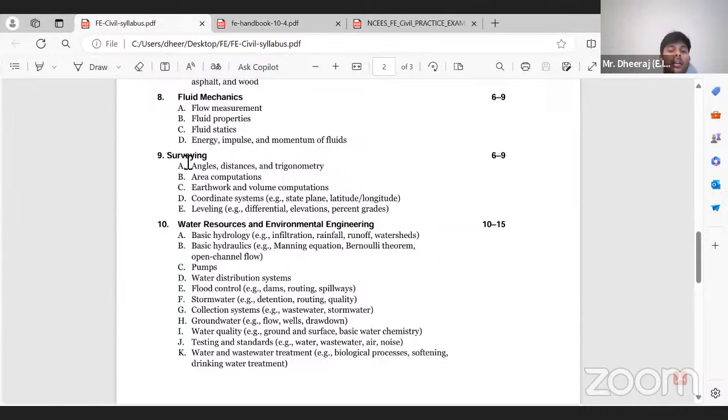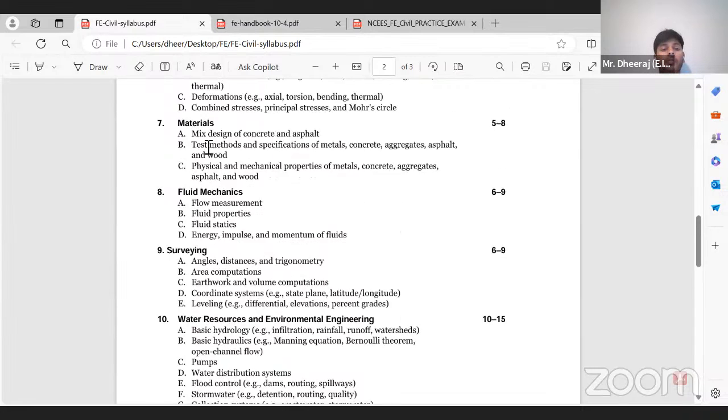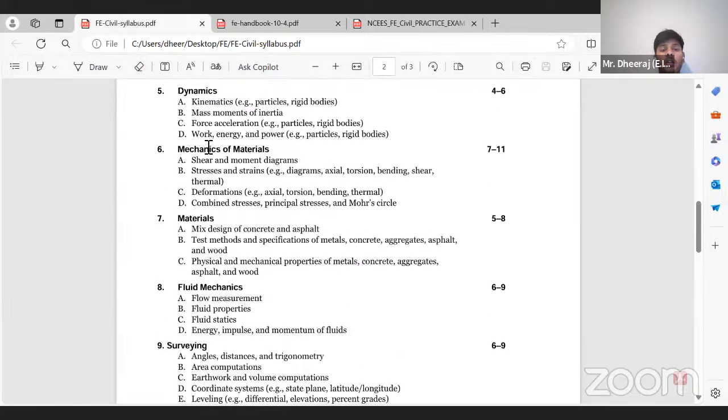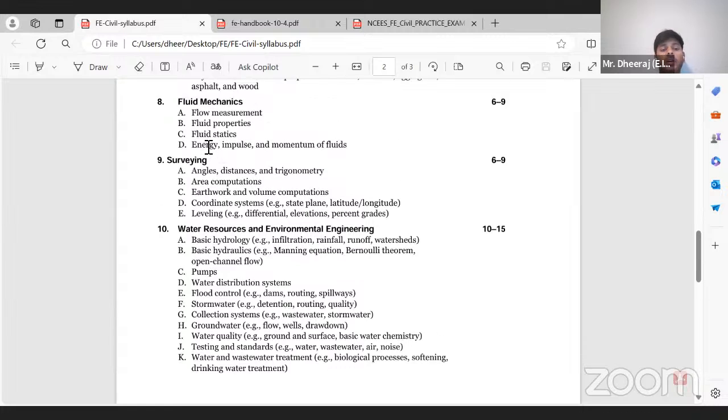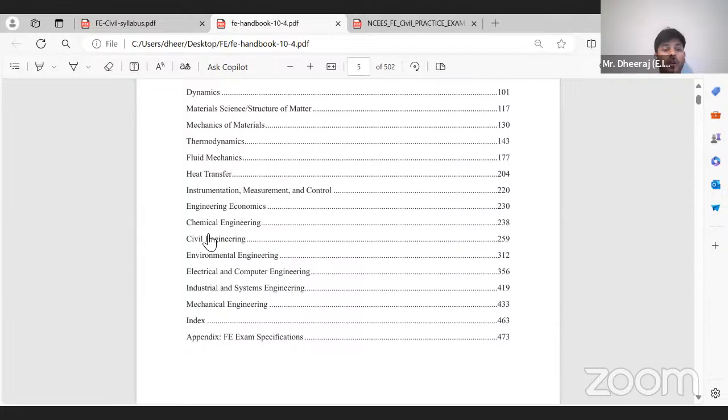Surveying also started in engineering second year or so, and surveying comes under civil engineering. Like I told you, fluid mechanics, mechanics of materials and dynamics do not come under civil engineering. But from here, most of them are under civil engineering. It's surveying. Go to the handbook, go to civil engineering. Let's go to civil engineering.